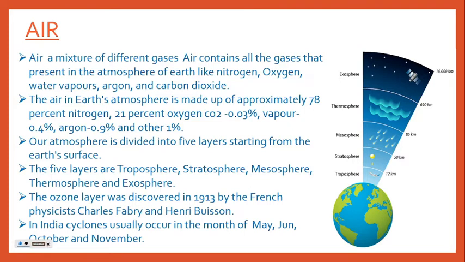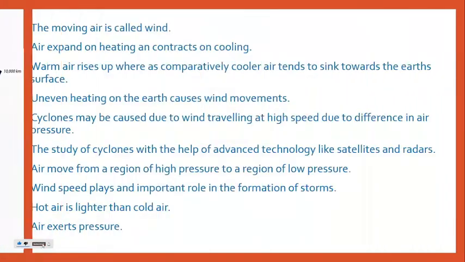Where is the exosphere? This is the last layer, and it extends about 10,000 kilometers. In this layer, artificial satellites and other spacecraft like the International Space Station will be seen in this orbit. Right? This is about the five layers.